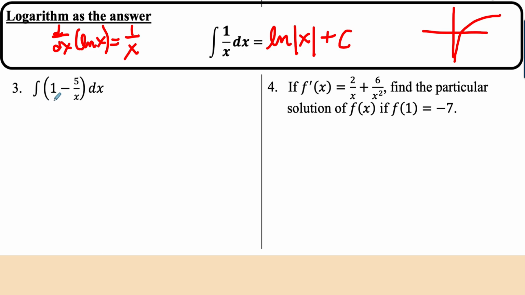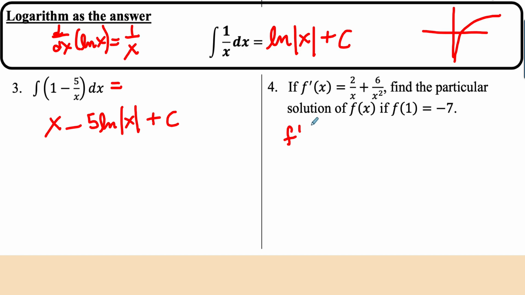Now remember, you just take each one in parts. The antiderivative of 1 is x. The antiderivative of this is minus 5, and we have just figured out that this will be the natural log of absolute value of x plus c. So that's what this is equal to. This antiderivative is equal to this. Let's find a particular solution.